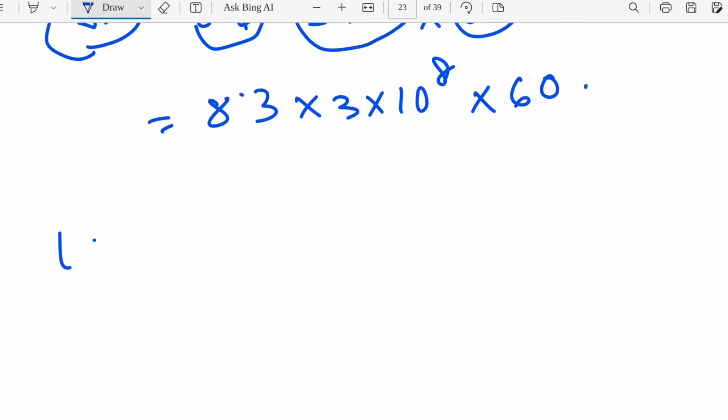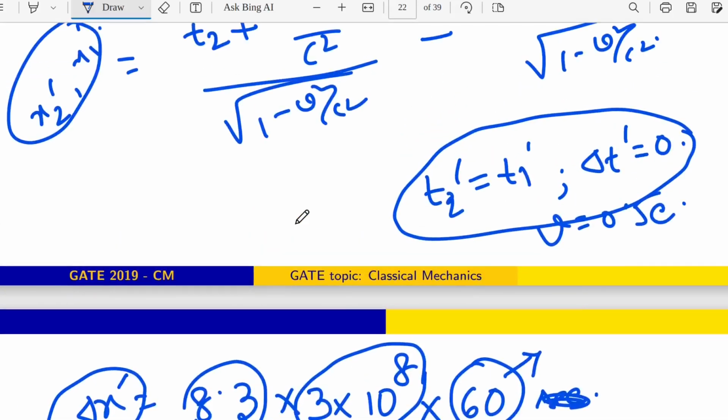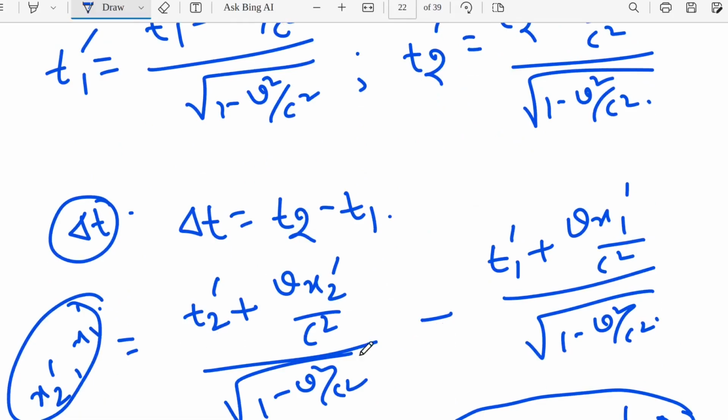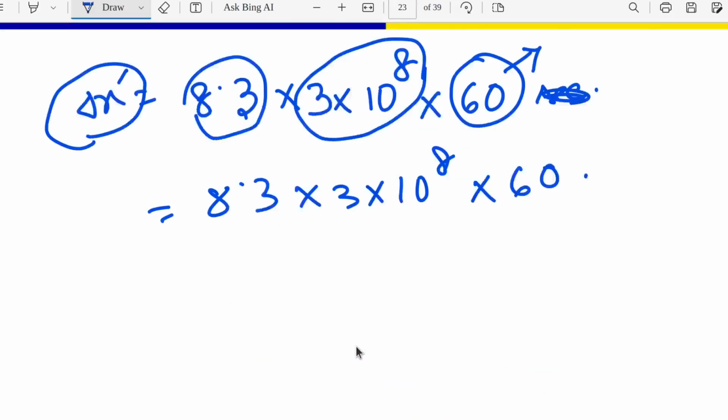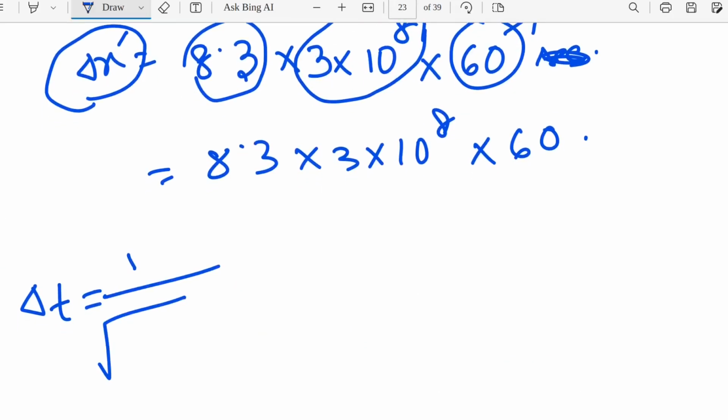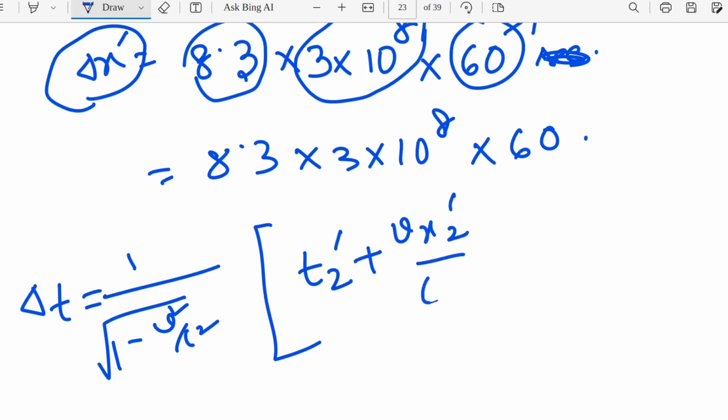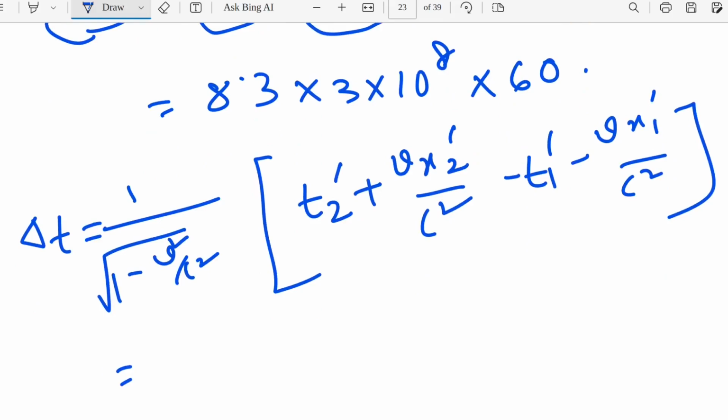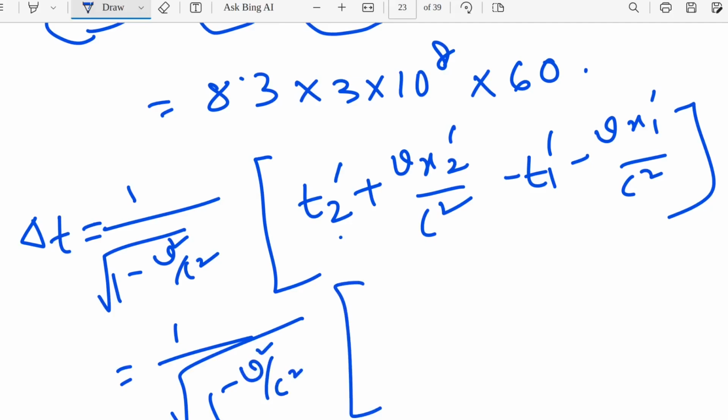Now we are just going to put all the values in the expression of delta t. You can see that 1 by root over 1 minus v square by c square can be taken common, right? So 1 by root over 1 minus v square by c square, and then t2 prime plus v x2 prime by c square, minus t1 prime minus v x1 prime by c square. Now what will be the answer for this? 1 minus v square by c square. Then you can see t2 prime minus t1 prime.